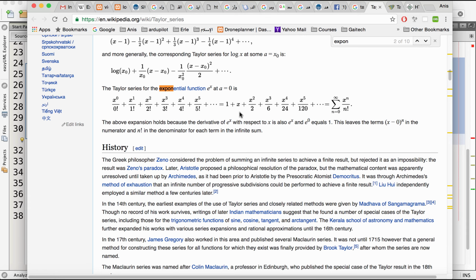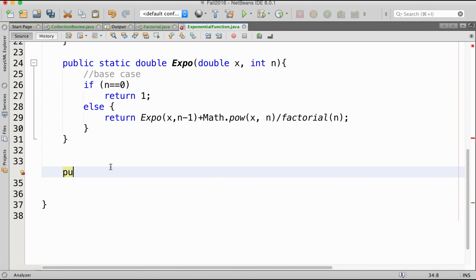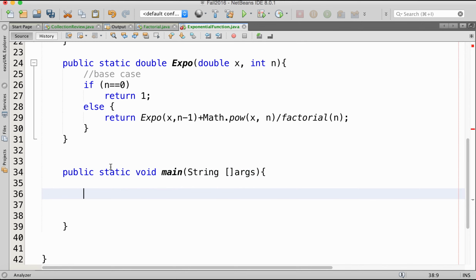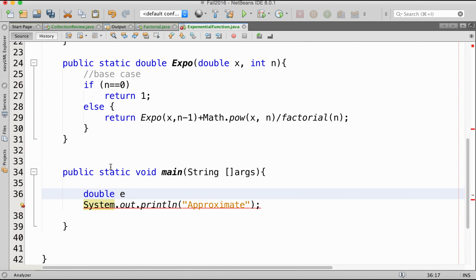Why the sum? That is mathematics, but now we take it as an assumption, which is correct by the way, and it's proved. So what we can do here is write public static void main(String[] args), and now we can print the approximate value. Let's make a double approximate e^x equal to what?